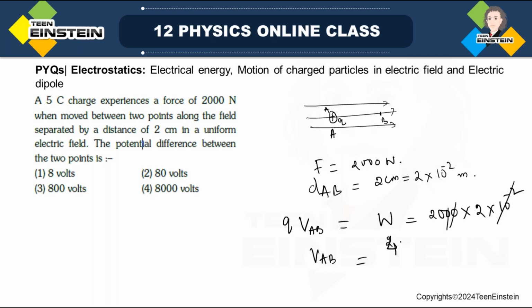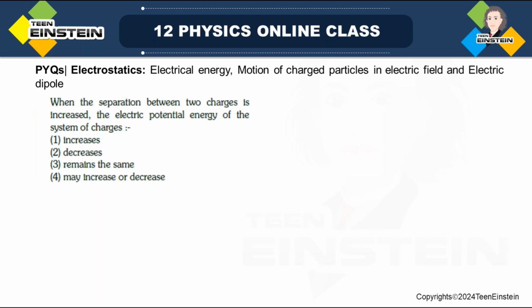see, this will cancel each other, so this will be 40, and you have 5 coulomb over here. So this is joule per coulomb. Okay, joule per coulomb will be actually volt. So 8 volts. Okay, 8 volts. So the first option will be the correct answer for this question. All right, so let us go to the next problem.